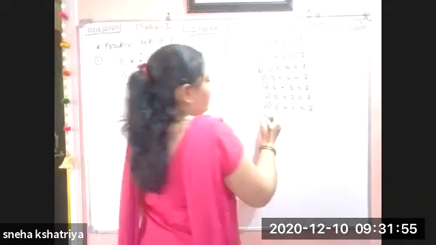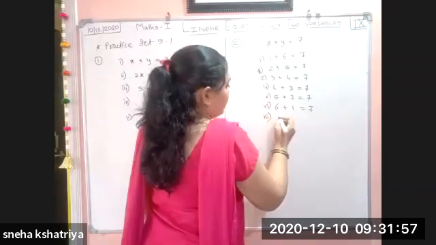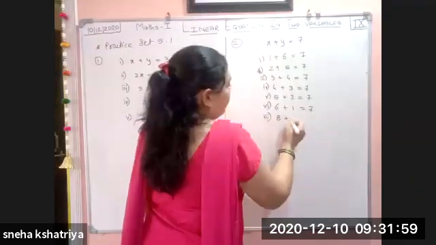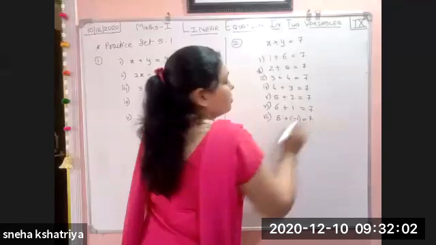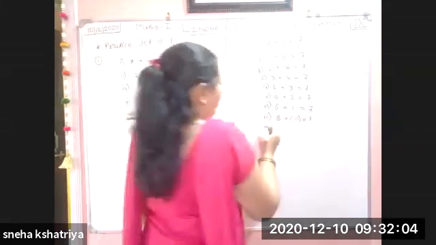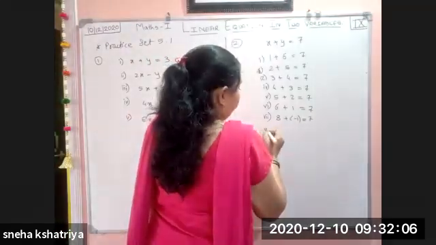Also, you can write like this also. 7 plus minus 1, that is 8 plus minus 1. This is also 7. Or you can write like this also.